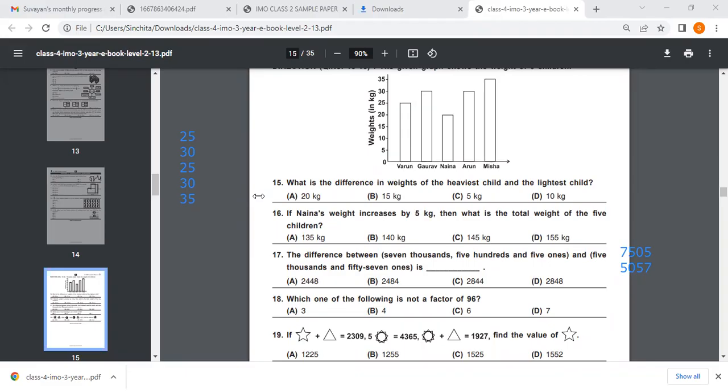Okay, ma'am. If star plus triangle is equal to 2309, five suns equal to 4365, sun plus triangle is 1927. Find out the value of star. Excuse me, ma'am. Yes, now.